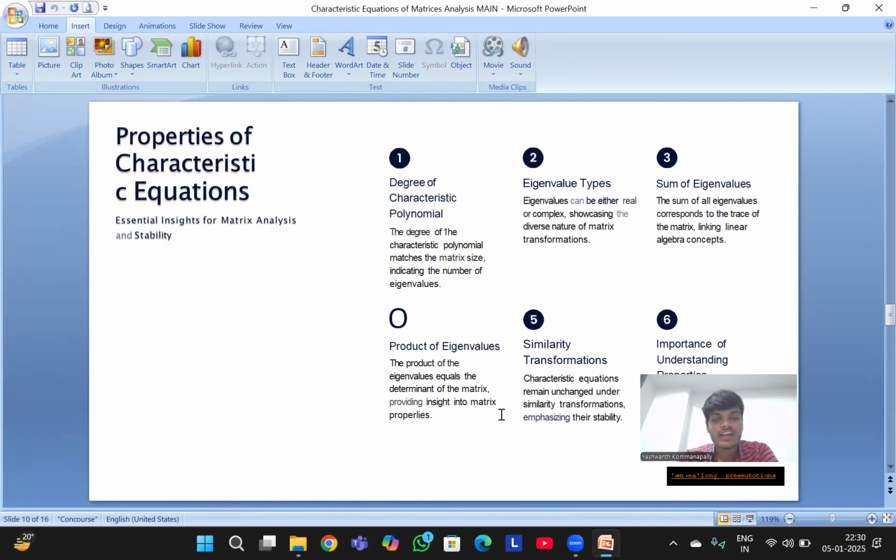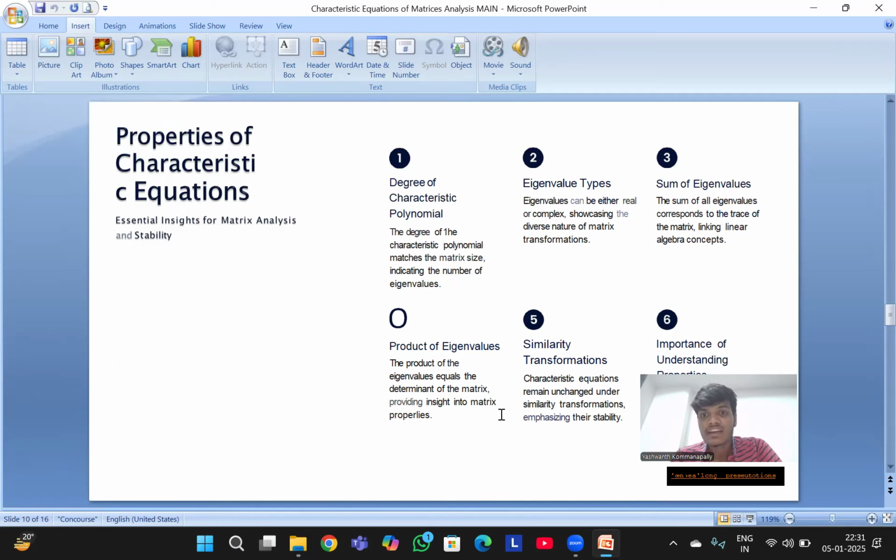Next, properties of characteristic equations: essential insights for matrix analysis and stability. First, degree of characteristic polynomial. The degree of the polynomial matches the matrix size, indicating the number of eigenvalues. Number two, the eigenvalue types. Eigenvalues can be either real or complex, showcasing diversity, because sometimes they are negative, sometimes positive, integers or any other.